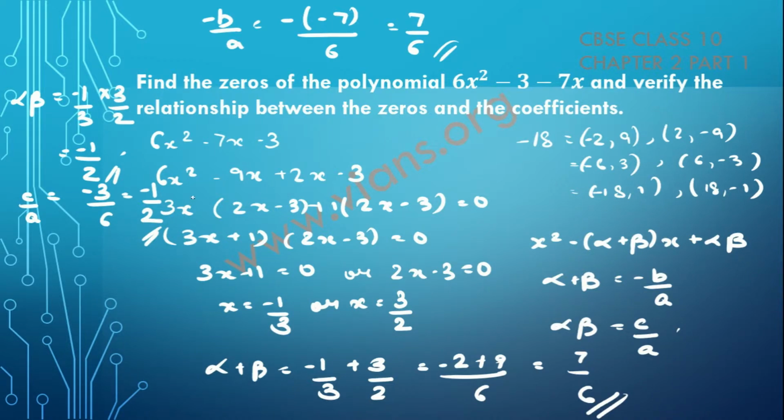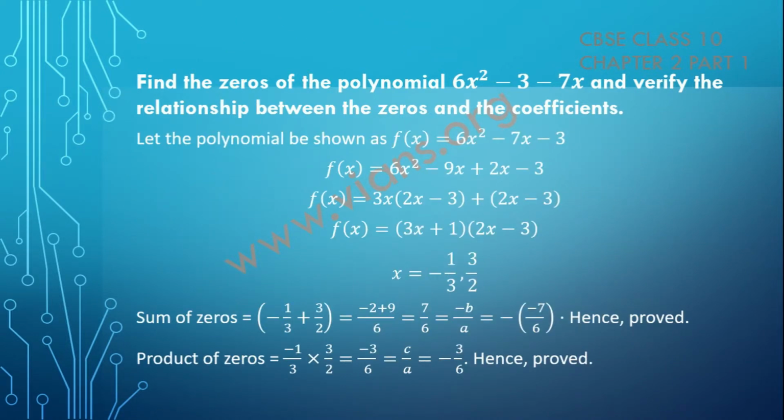If you go ahead and see the next slide, that's what we've done. We've found the answers as minus 1 by 3 and 3 by 2, and then we have gone ahead and calculated minus b by a and c by a and seen that they are equal. Alright. Now coming to the next question.